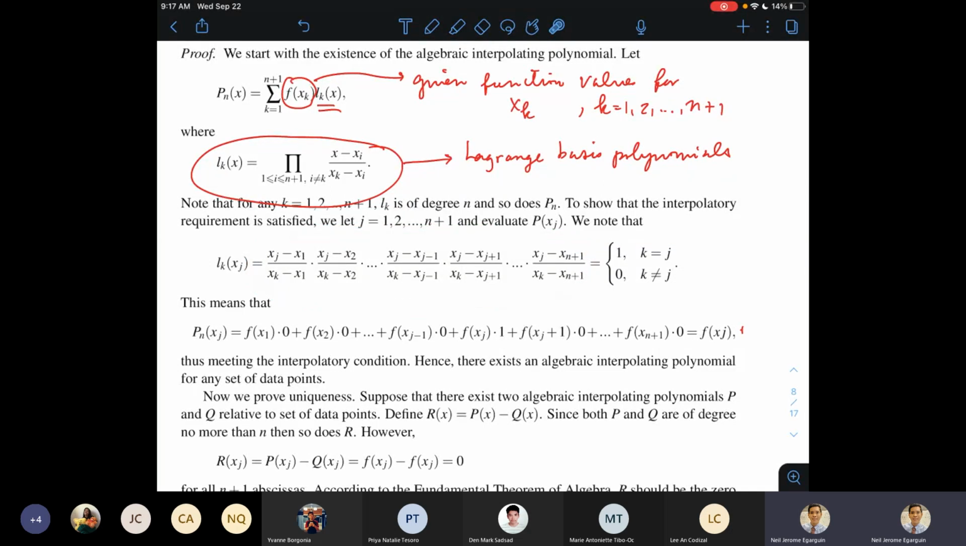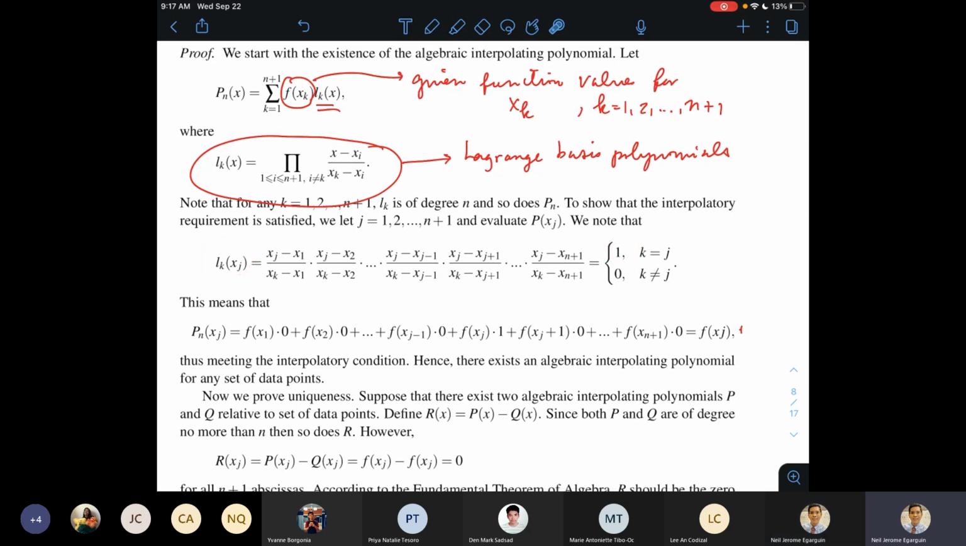Kapag si k ay equal kay j, okay, so ibig sabihin lamang lahat ng j ay mapapalitan ng k. Okay, lahat ng j mapapalitan ng k. So ibig sabihin, makakancel to, makakancel yan, cancel yan. So puro product ng mga ones. So that's why when k is equal to j, this guy evaluates to 1.